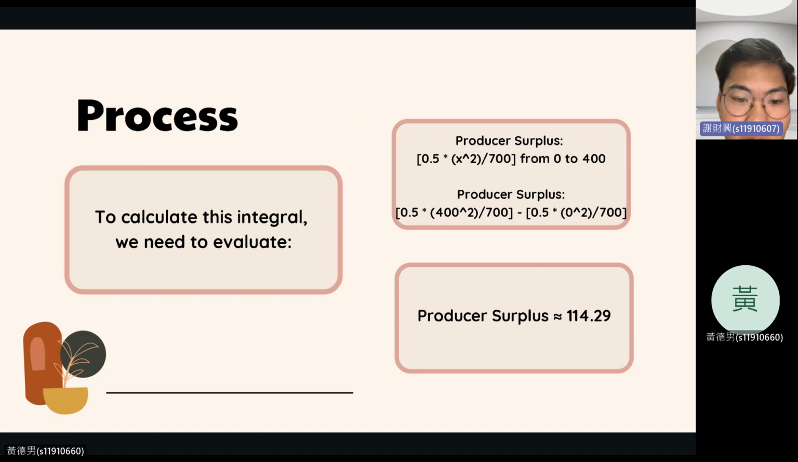And then for the next part, we need to calculate this integral. We need to evaluate the producer surplus, which is 0.5 times x to the power of 2 divided by 700 from 0 to 400. Therefore, we get the new equation: 0.5 times 400 to the power of 2 divided by 700 minus 0.5 times 0 to the power of 2 divided by 700. Therefore, we get the producer surplus is approximately equal to 114.29.